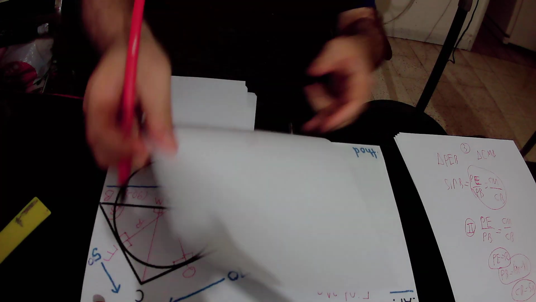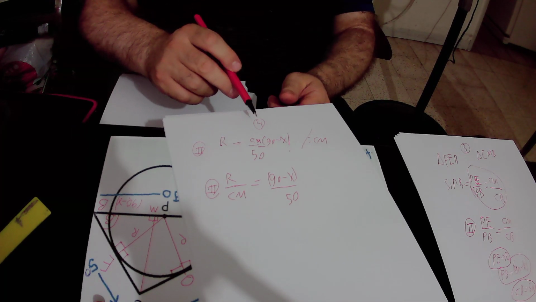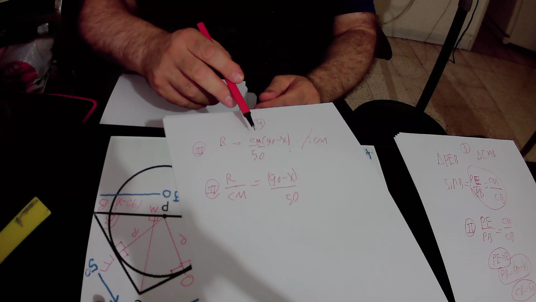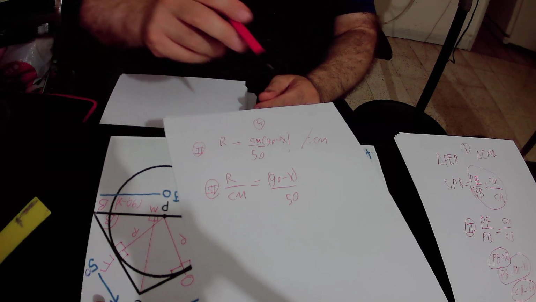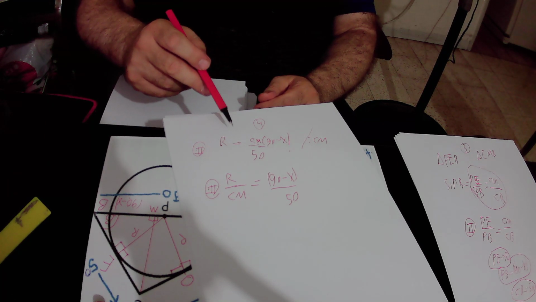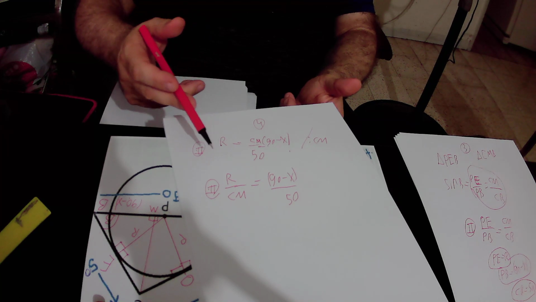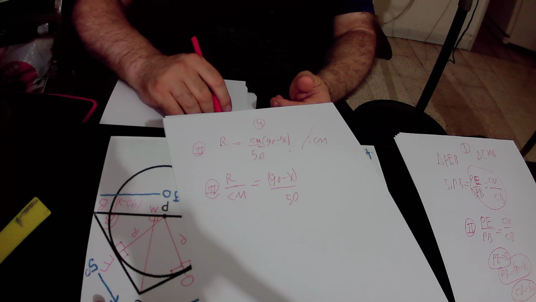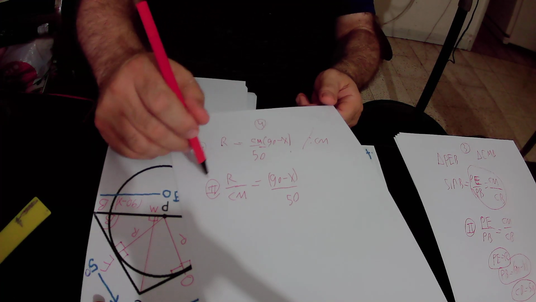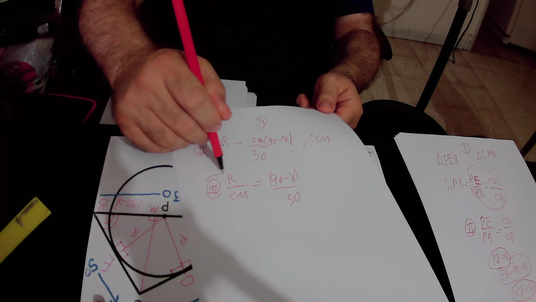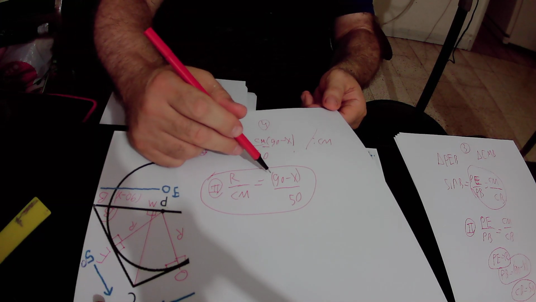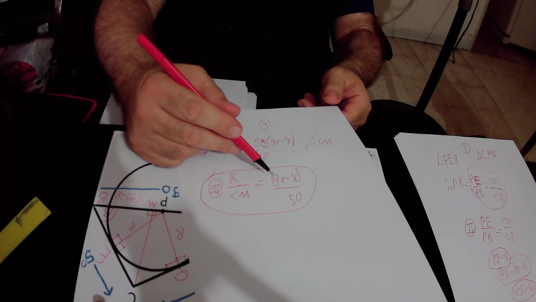Okay, we divided both sides of the equation by Cm, so Cm times (90 − 6)/50 divided by Cm equals (90 − 6)/50, and R divided by Cm equals R divided by Cm. So now this is what we get from the second equation: R over Cm equals (90 − 6)/50.